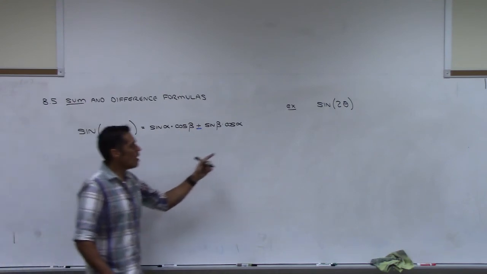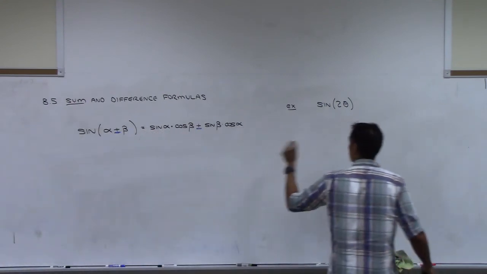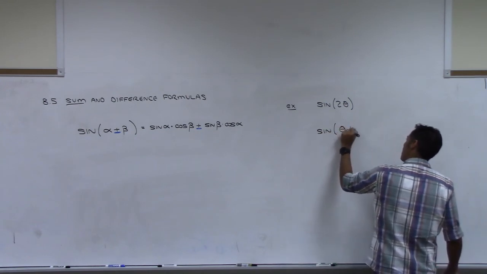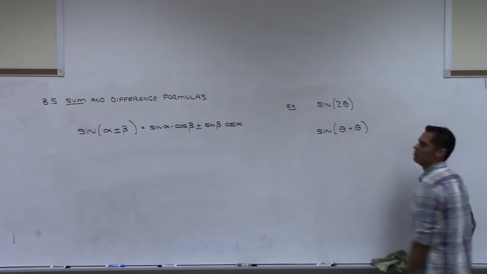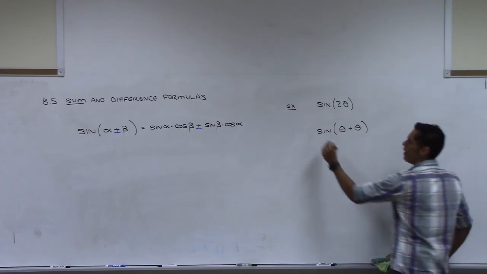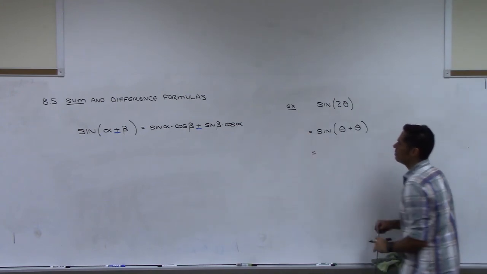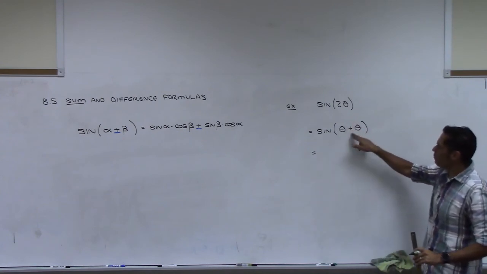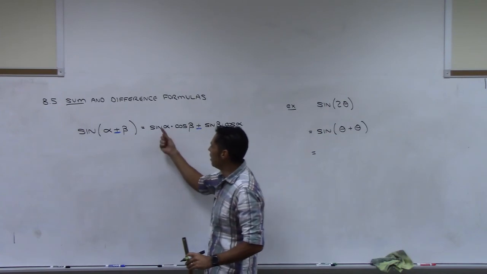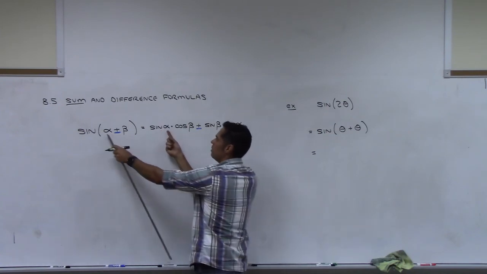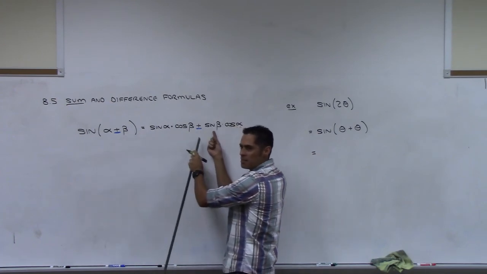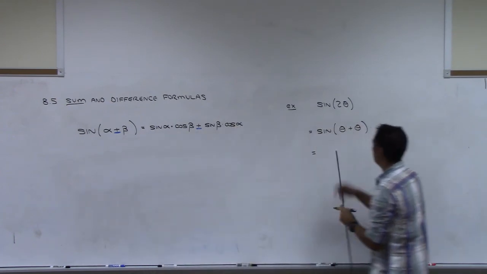What's another way of writing 2 theta? Can I write it as addition? Isn't that theta plus theta? Isn't that the same thing? And then according to the formula, if I have sine of something plus something, I'm supposed to take sine of the first one times cosine of the second one plus sine of the second one times cosine of the first. So what would it be if they're the same thing?